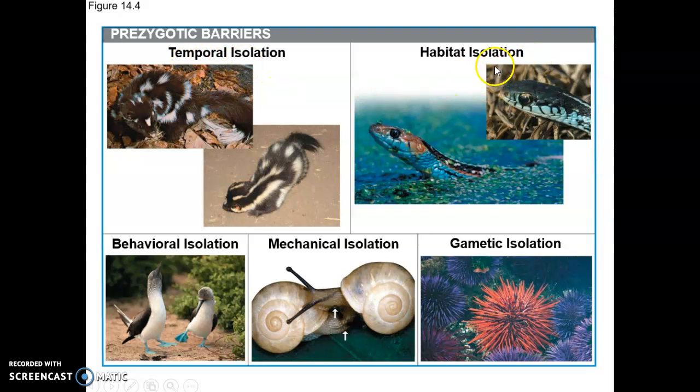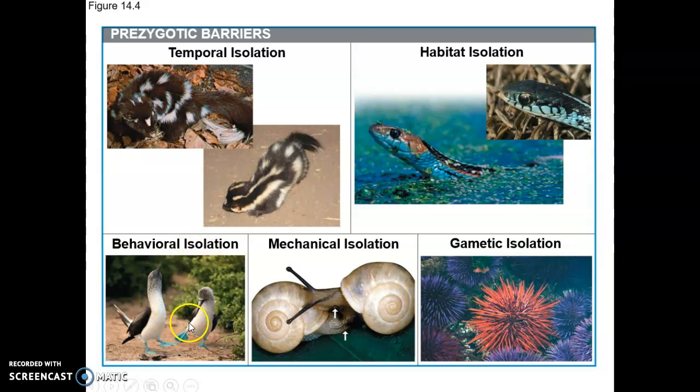All right, habitat isolation. The members of the two populations of closely related species simply live in different habitats, so they don't really come into close enough contact for long enough to be able to successfully reproduce. Behavioral isolation. Many species have certain behavioral mating rituals that must be successfully accomplished before they would mate. So that's somewhat of an advanced reproductive barrier, behavioral isolation.